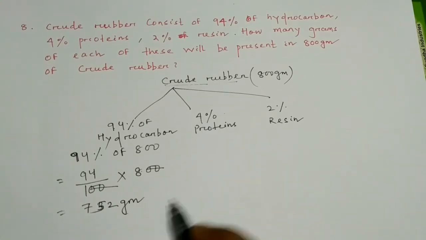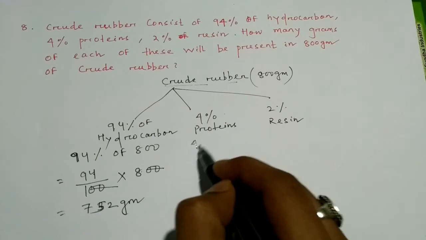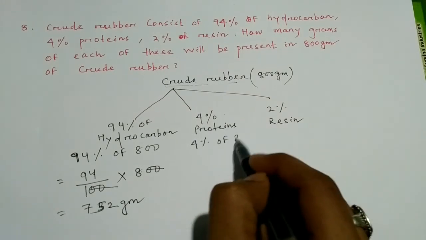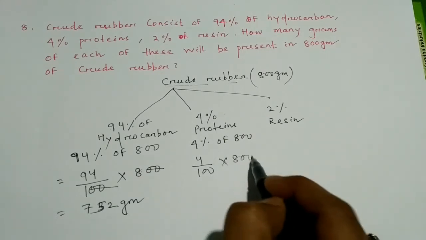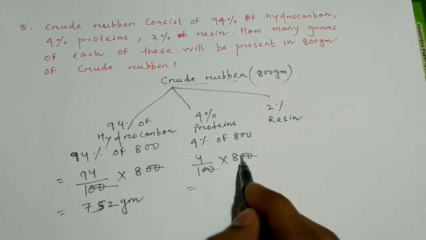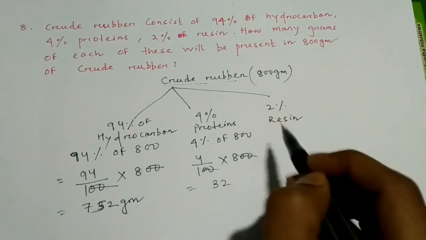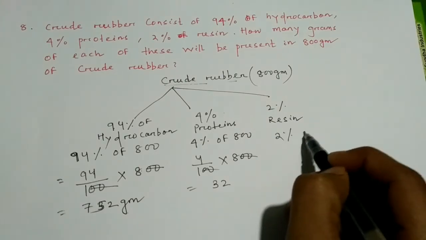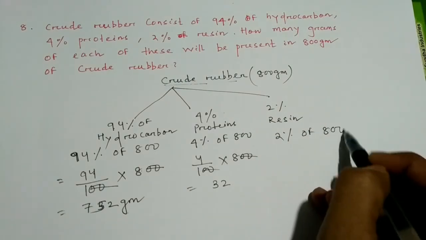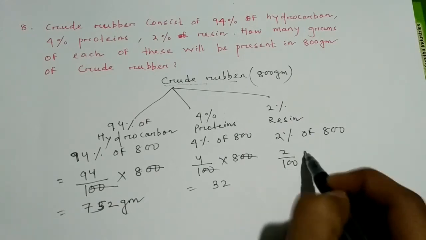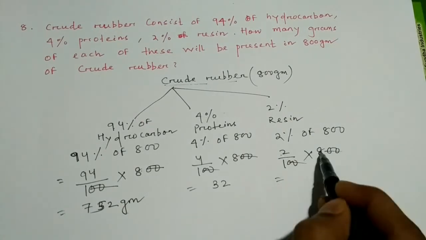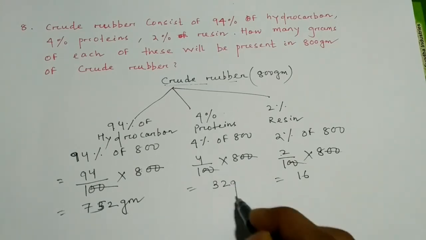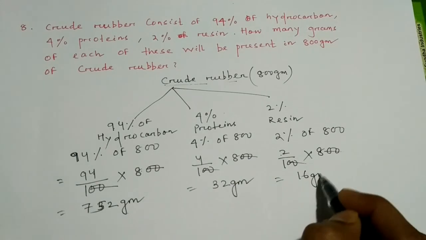The next, protein. This is similar. So 4% of 800. That means 4 by 100 into 800. 20 get cancelled. 4 into 8, it is 32. Similar, 2% of resin. So 2% of 800. So 2 by 100 of means multiplication into 800. 20 get cancelled. 2 into 8, 16 gram. Don't forget, gram is important.